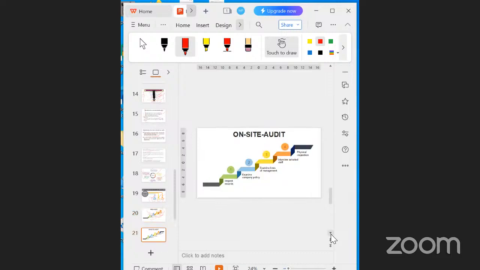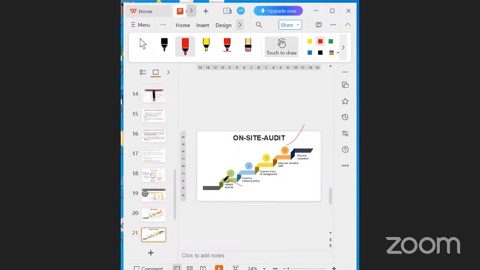Next we are going to the on-site audit. In this stage we also have four steps, right? The first one is to inspect records. This is the inspection of the records or documents kept by the company, such as certificates, complaints, discharge concerns, licenses. All such records or documents will be inspected by the team, right?